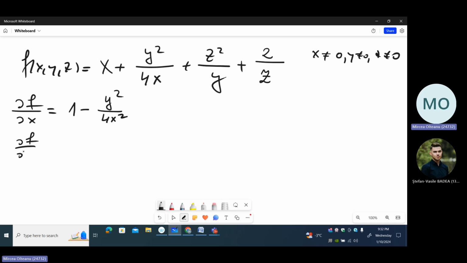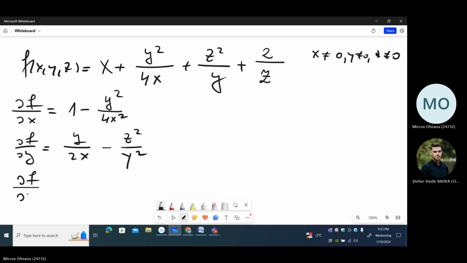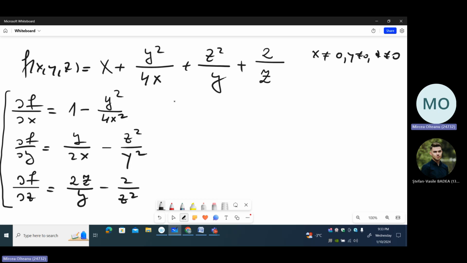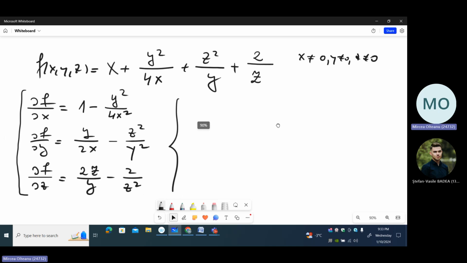Now the derivative with respect to y. That will be 2y over 4x, that means y over 2x, minus z squared over y squared. And now with respect to z, that will be 2z over y minus 2 over z squared. So please tell me if you got the same values. We must be a little bit careful here in 3 variables. There is work. Okay, now we need to find the critical points.